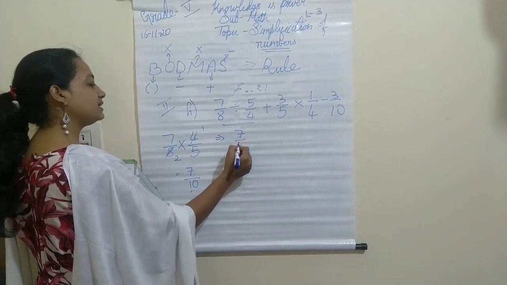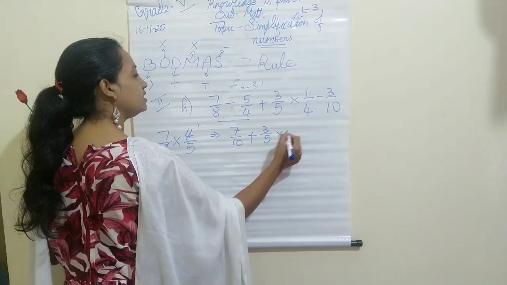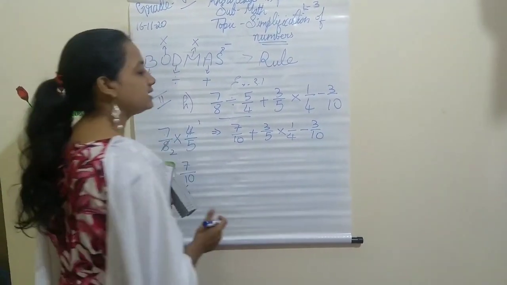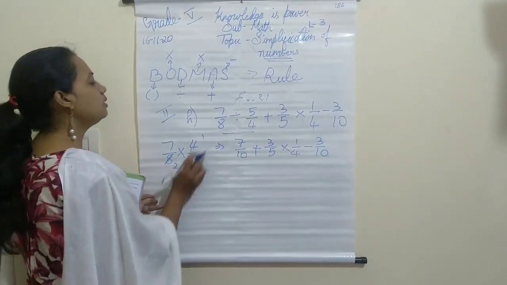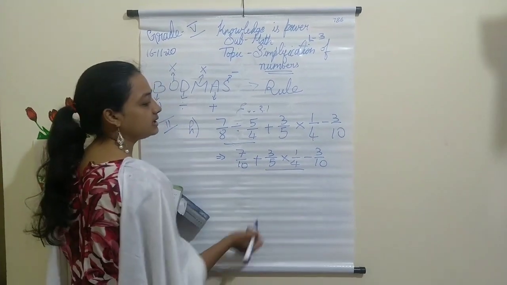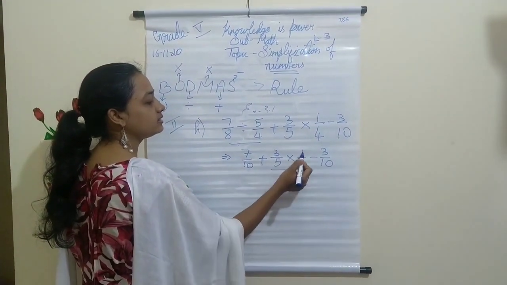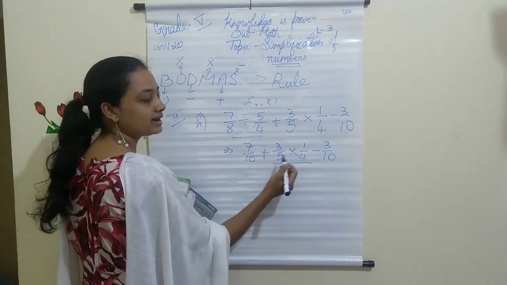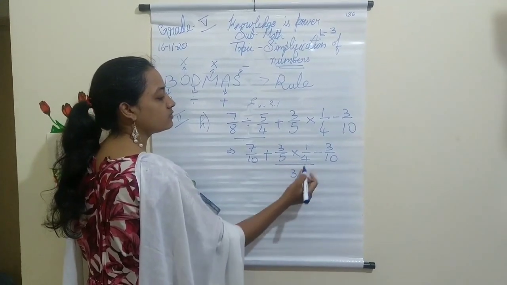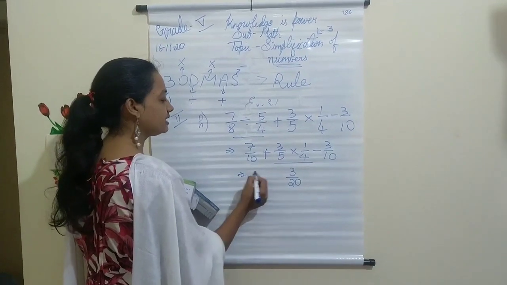So it is 7 by 10 plus 3 by 5 into 1 by 4 minus 3 by 10. Now which operation should I take next? It is multiplication. So when you multiply, what is the answer you get? Nothing to cancel here. So directly multiply, you get 3 1s are 3, 5 4s are 20. The other numbers, let me write it.